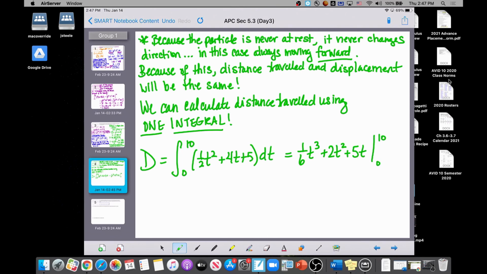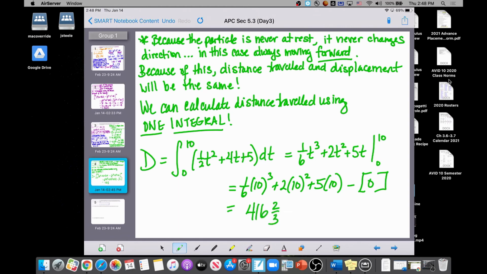And so when we plug in 10, we get 1/6 times 10 cubed plus 2 times 10 squared plus 5 times 10. And if we were to plug in 0, because all three of our terms contain t, all three of our terms would be 0. So when we do the math, we end up with 416 2/3 meters. That is our total distance traveled.